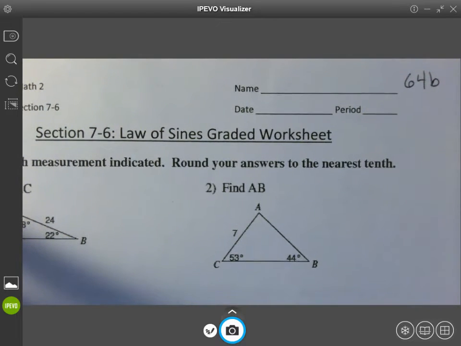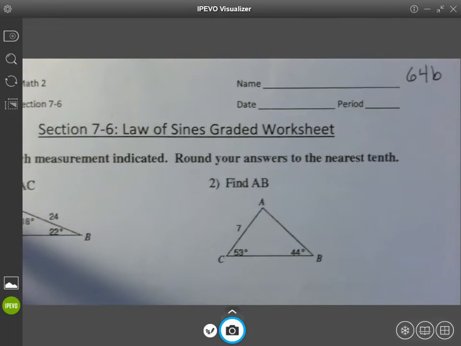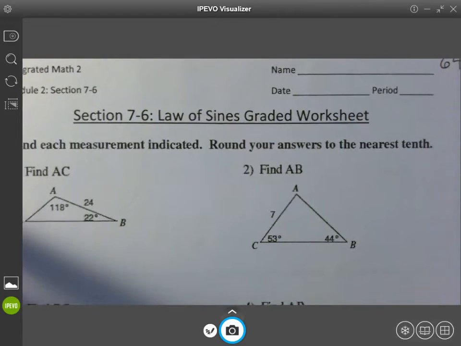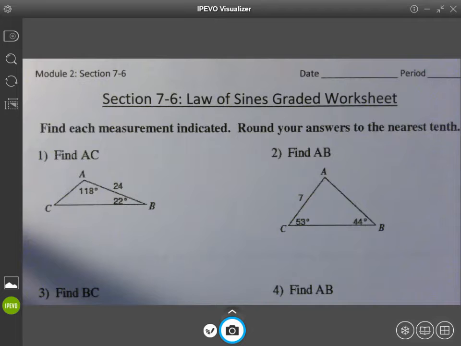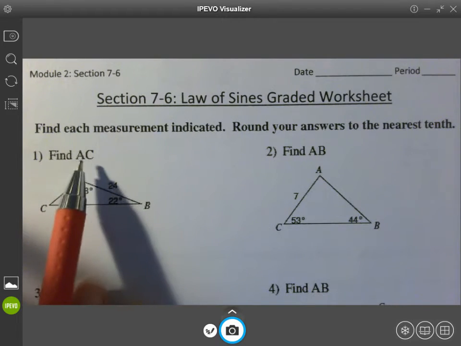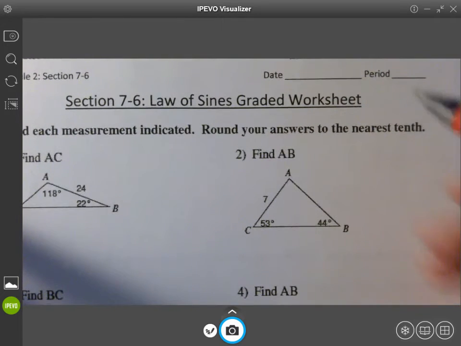Nothing new here. We are working on 64B, which is the 7-6 Law of Sines worksheet. When you're looking at this, you do need to pay attention. We talked about this yesterday. It's telling you to find AC, so you have to think about what that means. And we're rounding to the nearest tenth.